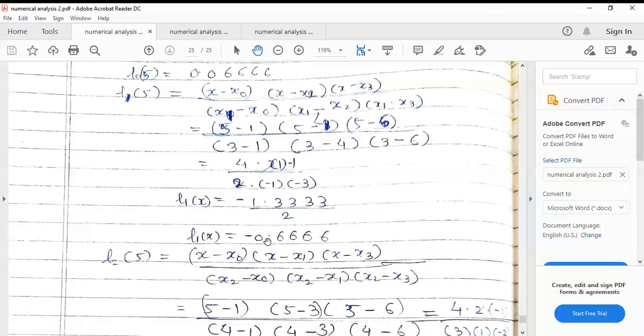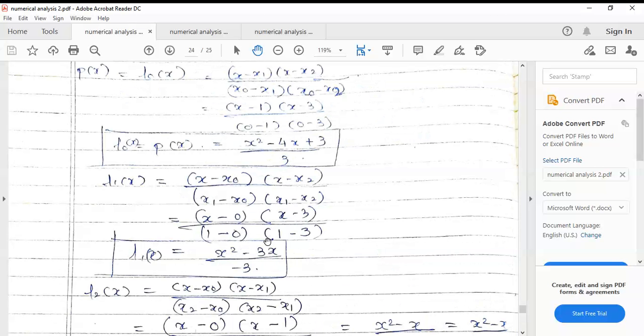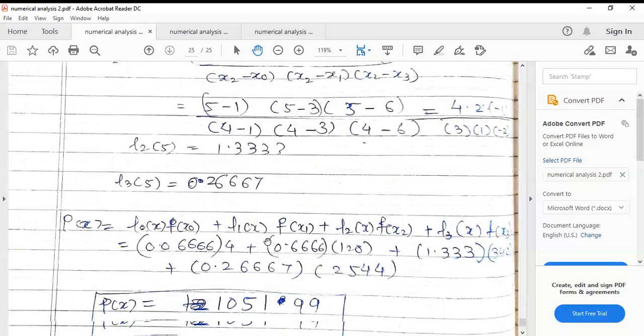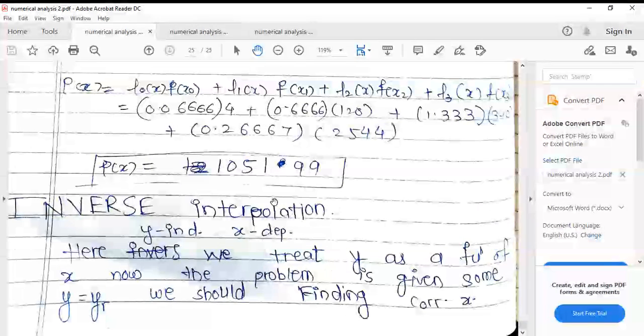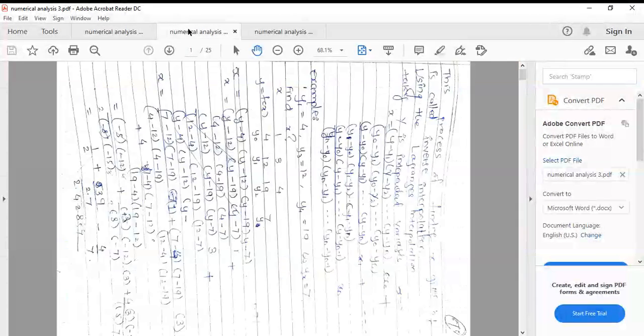Here we have seen the Lagrange's interpolation. So how to find those values, you must study. Then we have seen the inverse interpolation. So what is the inverse interpolation? Simply, instead of finding the values of y, we are going to find out the values of x.